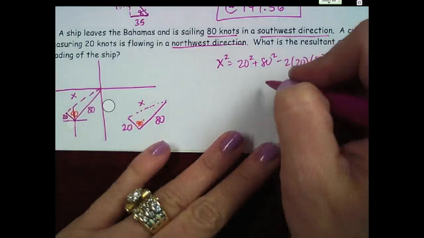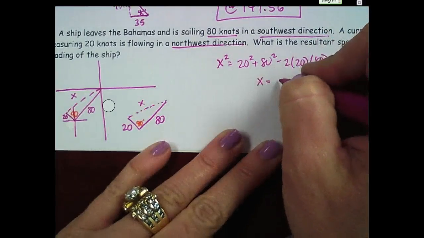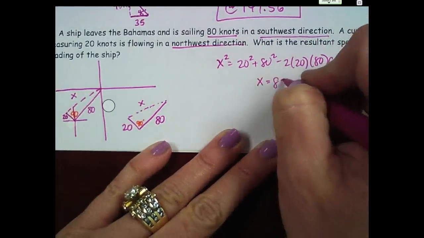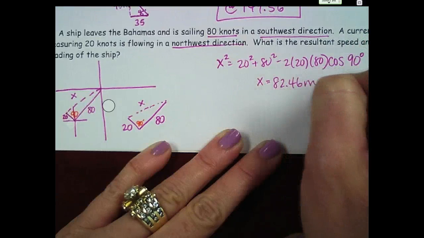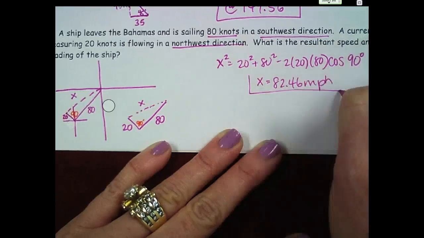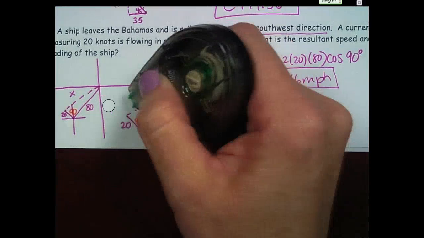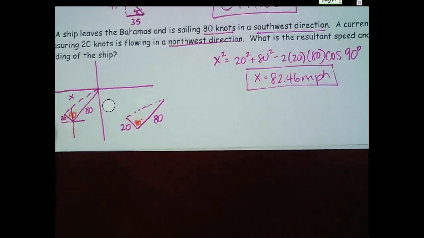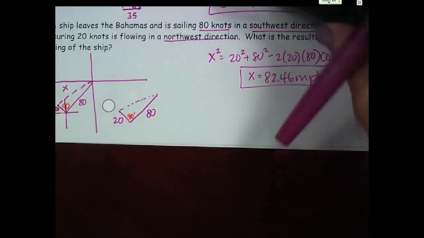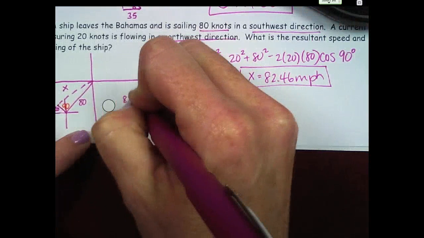So what are you gonna get? 82.66. Good. Miles per hour. Okay, so I'm gonna erase my x on my triangle. I'm gonna put the speed of my boat now, which is 82.46.